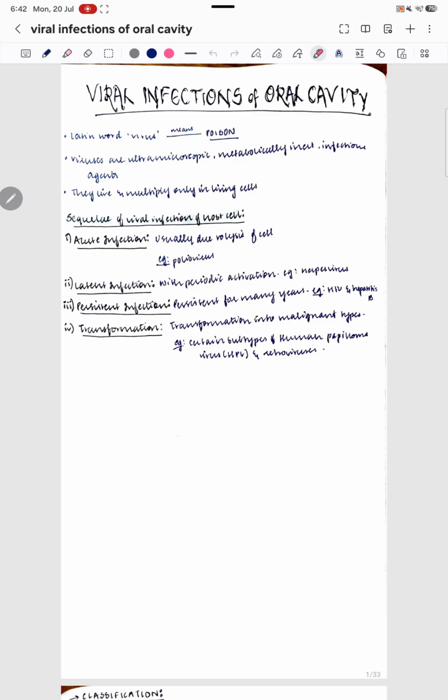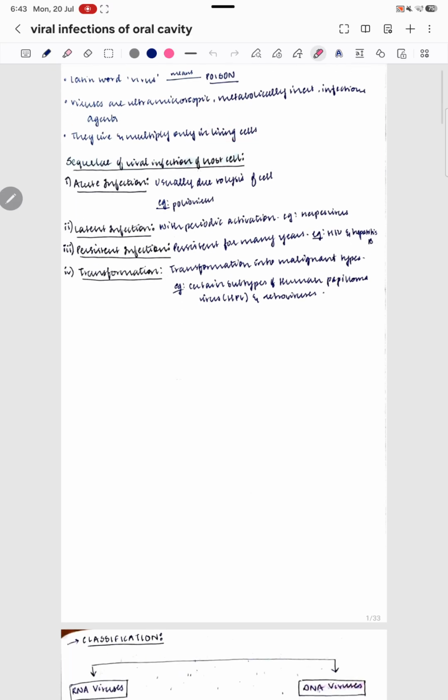Viruses are ultra microscopic, metabolically inert infectious agents. Ultra microscopic, as in smaller than your microbial organisms. They live and multiply only in living cells. Okay, sequel of viral infection of host cell.